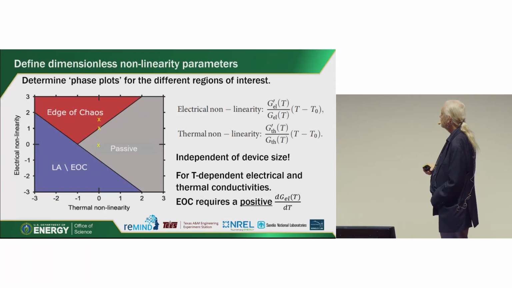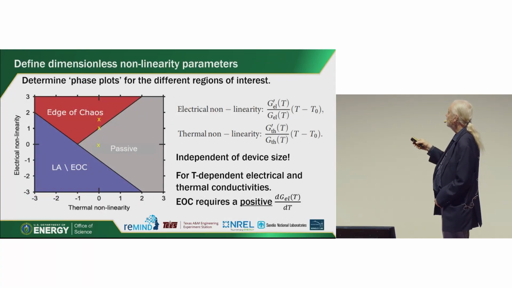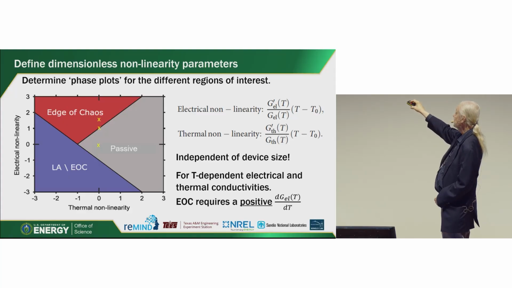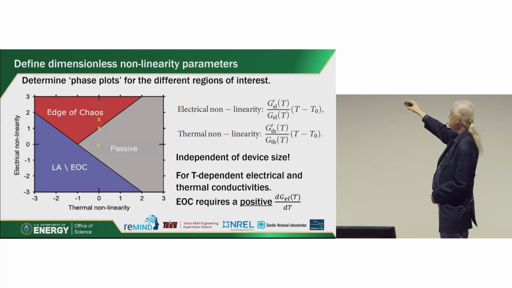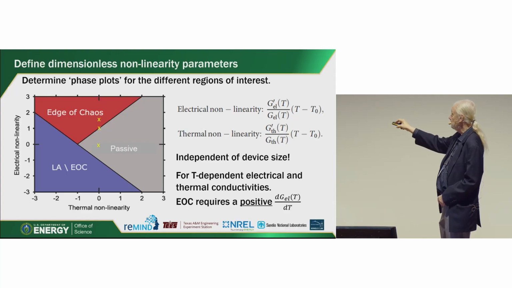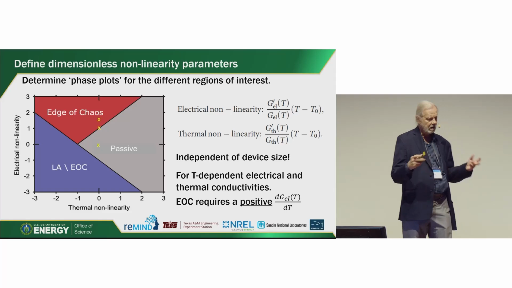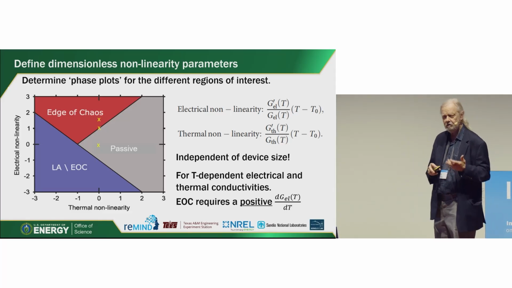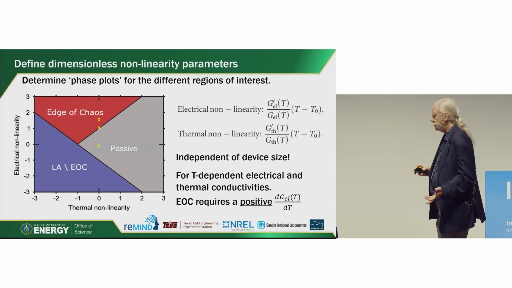All right, and so you can make phase plots of these things and show that you've got regions of passivity, boundaries between passivity, for instance, and edge of chaos, and then you can go into the edge of chaos regime where you've got 0 phase shift, pi over 2, and pi phase shift, and then you've got this whole region down here which we call locally active but not EOC, and this is where things just jump around uncontrollably. This is like a first-order phase transition, so it happens, but you can't do anything with it.